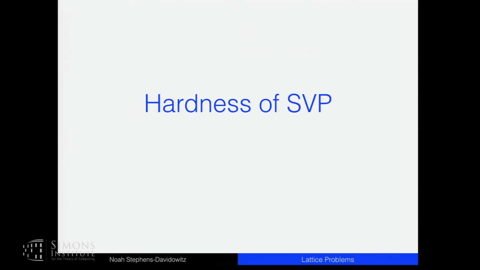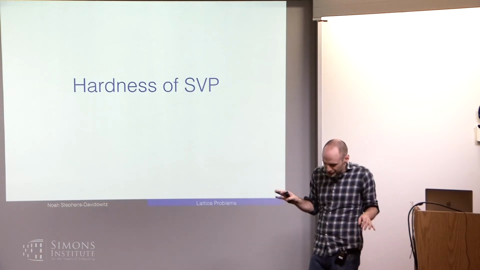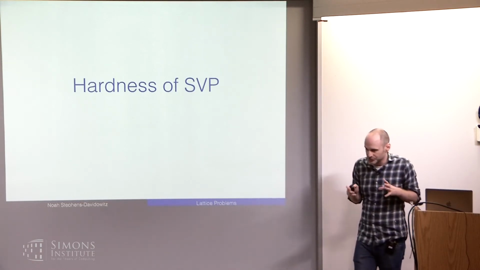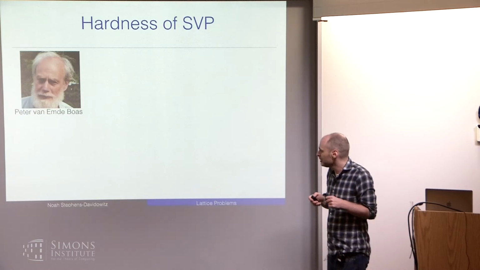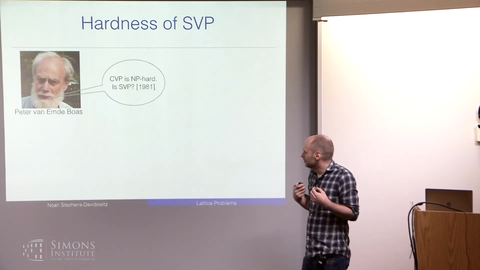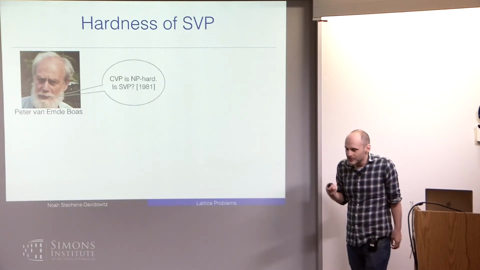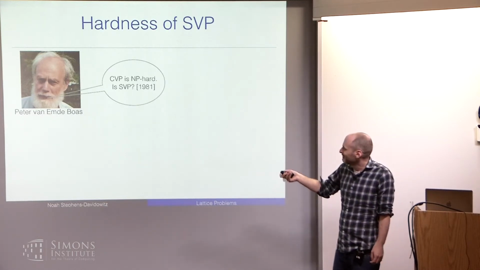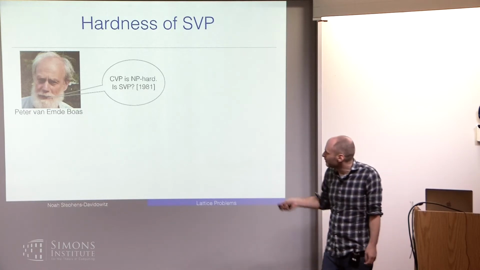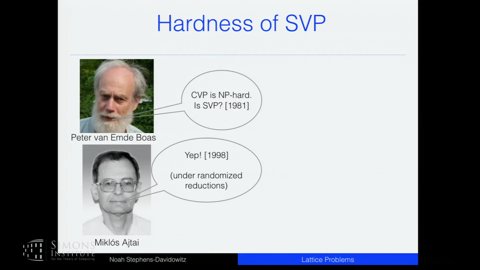Okay, so that's hardness of CVP. And I showed you that actually proving some basic hardness results of CVP is quite easy, right? So it goes back to 1981. So it took us almost 20 years. Van Emde Boas asked in his original paper, is SVP NP hard? And it took us almost 20 years to find the answer. Ajtai finally answered yes in 1998.